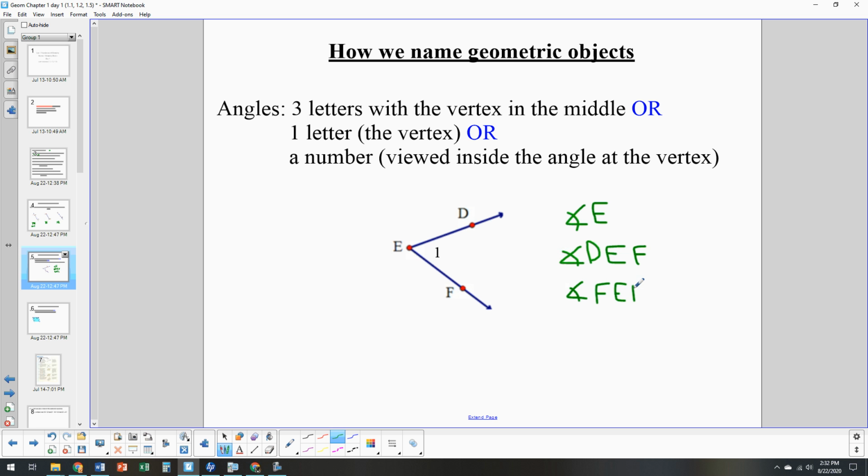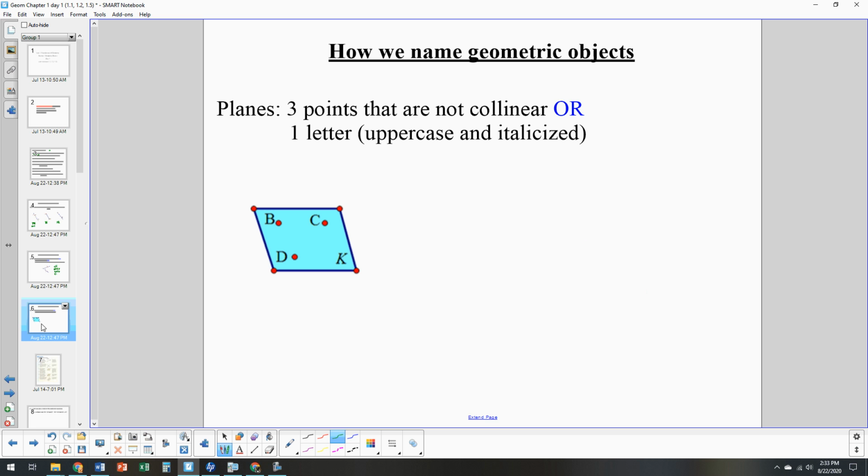And sometimes we're going to have a number inside the angle like this. And I know it's not representing degrees, it's a measure, because there's no degree symbol. So I could also call this angle 1. When numbers are available, I would definitely choose to use them. If numbers are not available, you have to use three letters if there's more than one angle at that vertex. If it is on its own, like this particular picture, we would be able to use just the one letter.